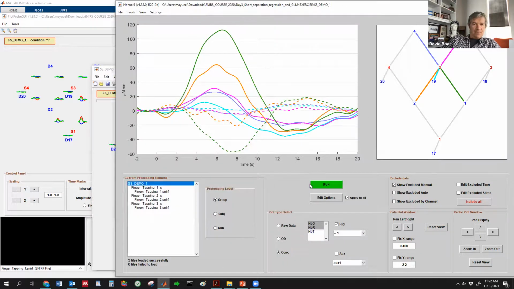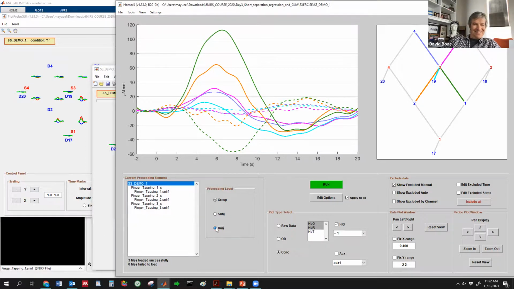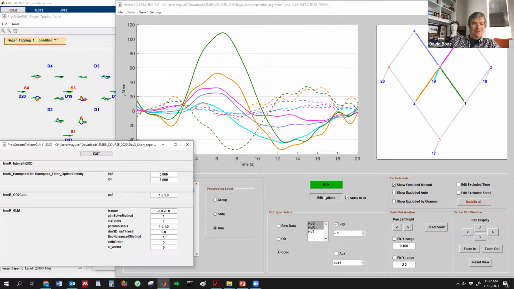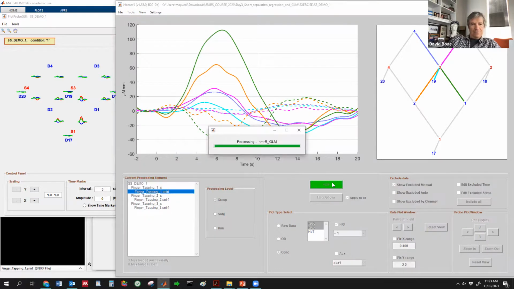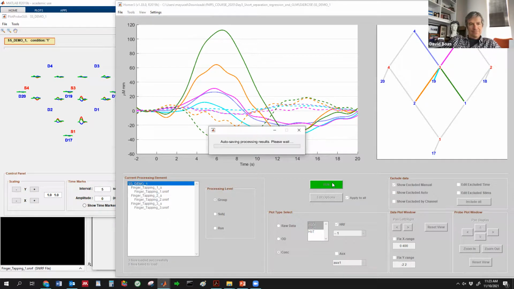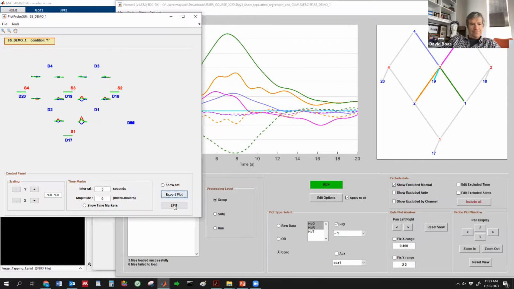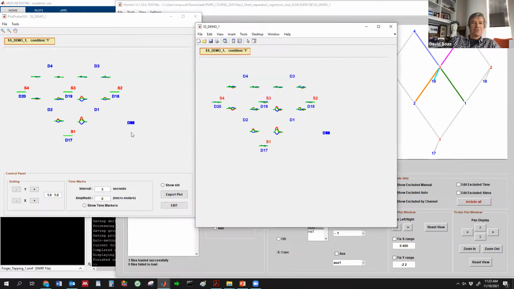But if I then go back, edit options, not at the group level, at the run level, and I throw in my short separation regression, and again analyze at the group level. You can see in this one example, the short separation regression gives a modest improvement, not much, but in other examples you can get much better improvements.